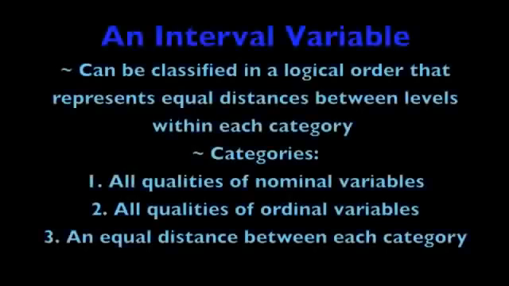Yeah. So now we have interval variables. Interval variables can be classified in a logical order that represents equal distances between levels within each category. So now we have all the qualities of a nominal variable and an ordinal variable, but now there's an equal distance between each category. So any survey that you see that gives you a Likert scale, for example 1 to 5, strongly agree or strongly disagree, will have interval variables.